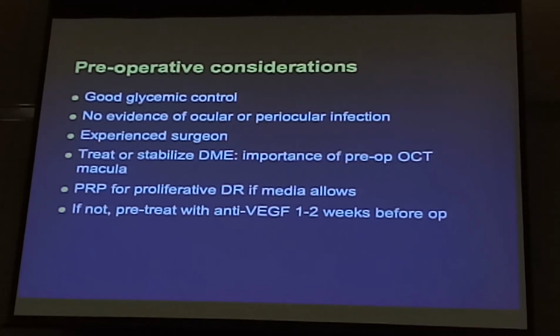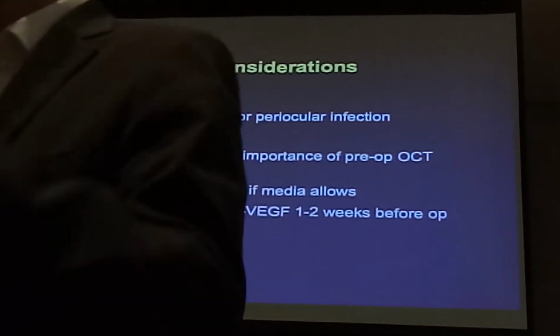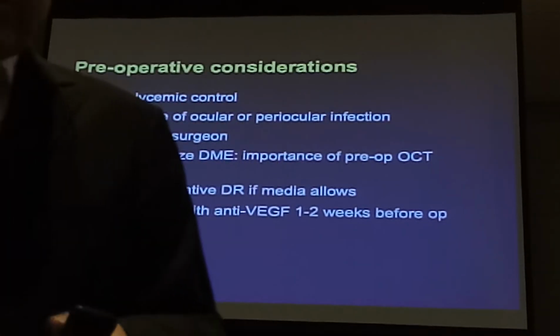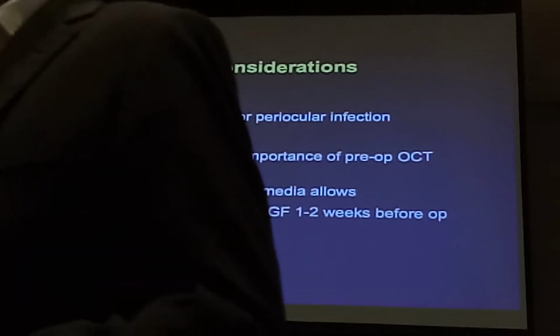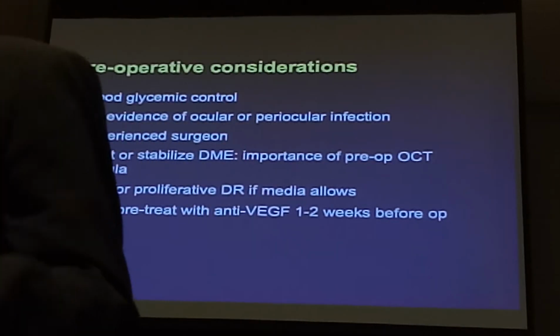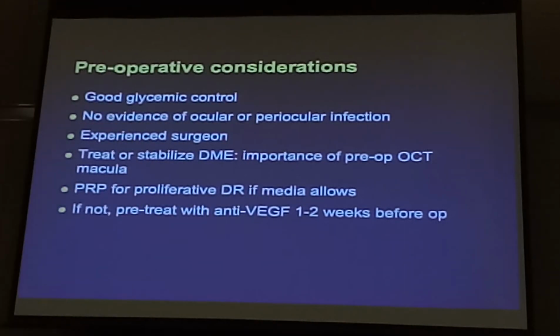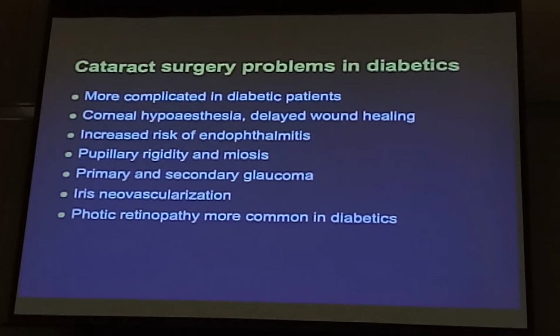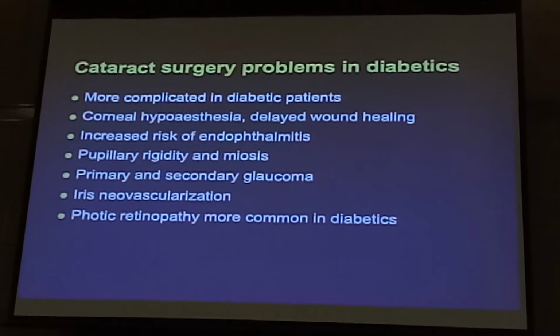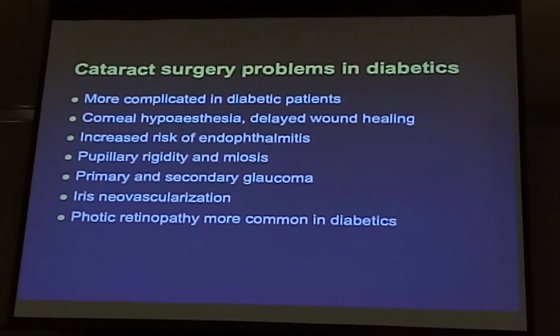We can inject, calm the eye down, reduce hemorrhage, reduce neovascularization. But that's a temporary solution. It's not a permanent cure. You still have to treat the diabetic retinopathy after the cataract surgery is successfully performed. Now, there are many problems that are different in diabetic patients who go through cataract surgery.